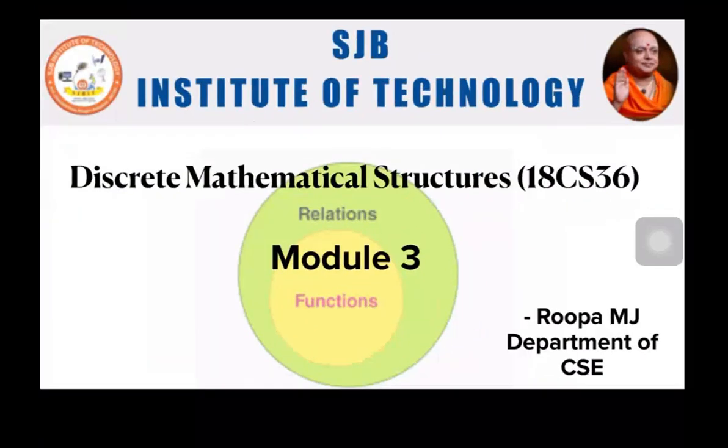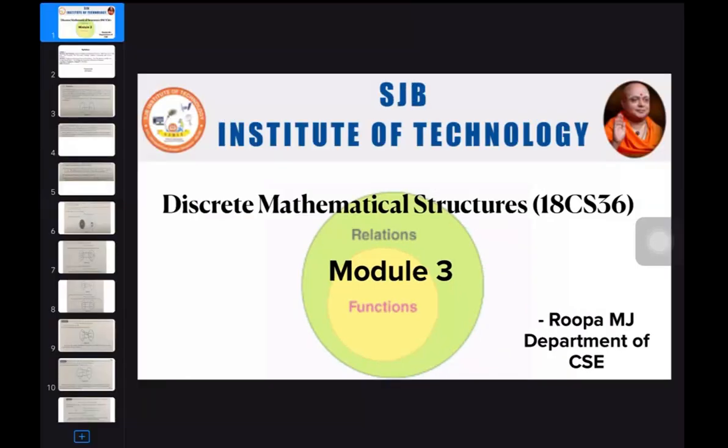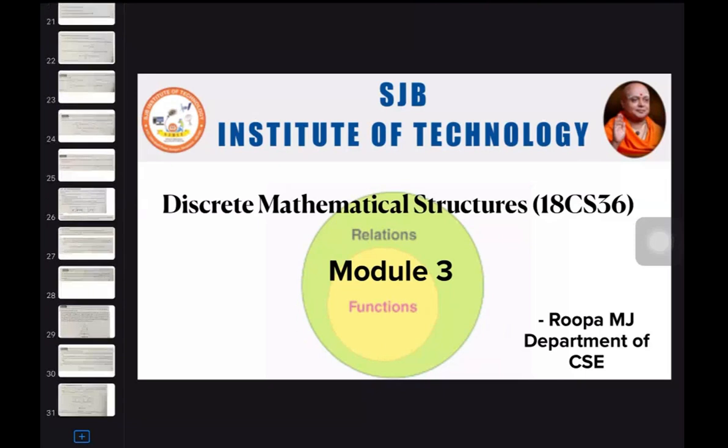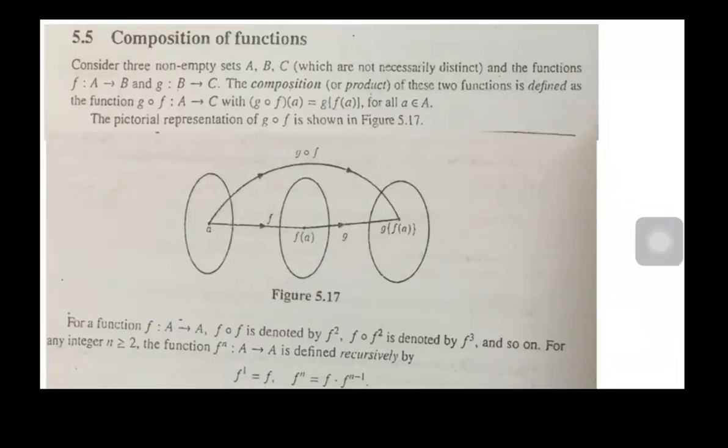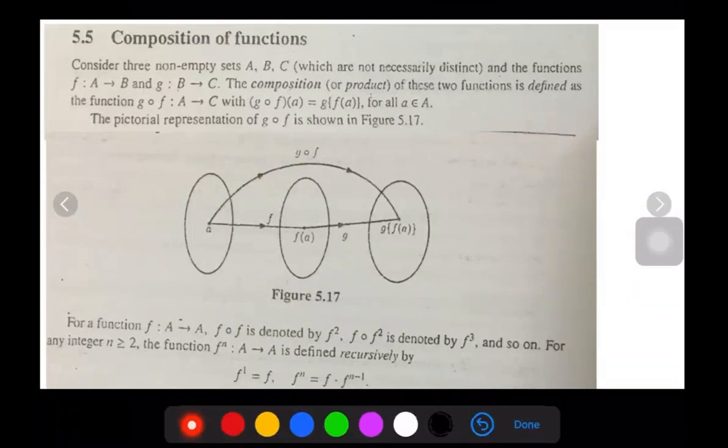Okay, students, in today's class, we will be doing composition of functions. So let us understand the definition. For doing this, you need three sets, A, B, and C, which are not necessarily distinct. That means they need not be different sets. It can be the same set also.